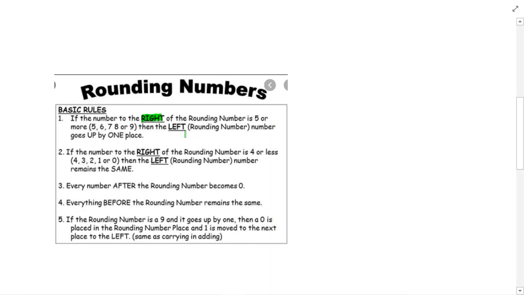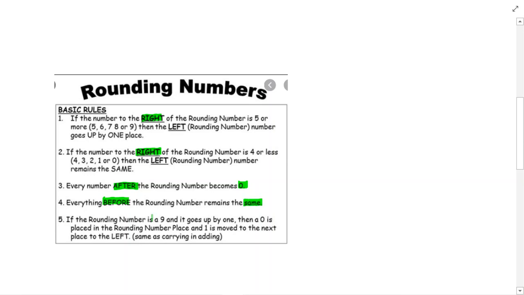then the rounding number goes up by 1. If the number to the right of the rounding number is 4 or less, then the rounding number remains the same. Every number after the rounding number becomes a 0. Every number before the rounding number remains the same.